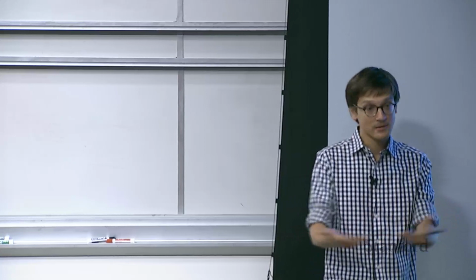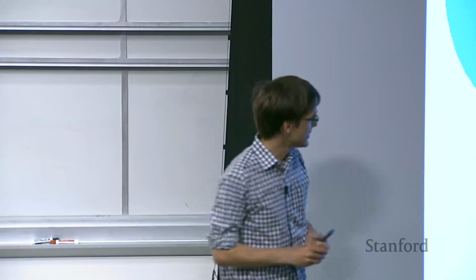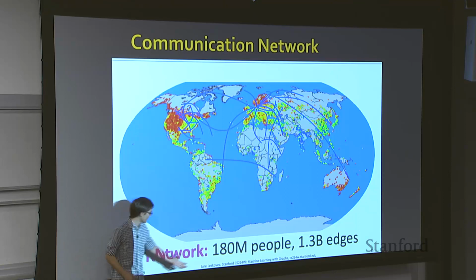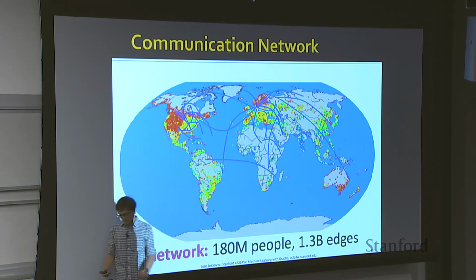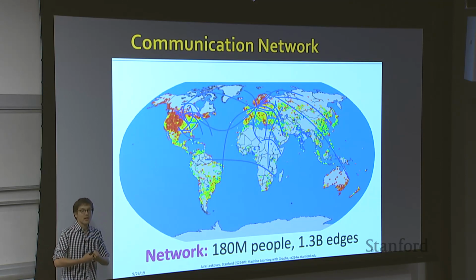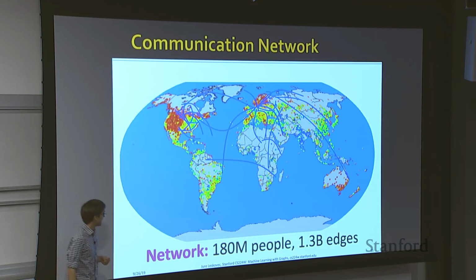But what we are really interested in is not about this geography. We are really interested in the network. Right? So what we will do is we will go and compose a network, and the network will have 180 million nodes because these are the people who engage in conversations. And the question is, how do we connect people? How do we create edges?